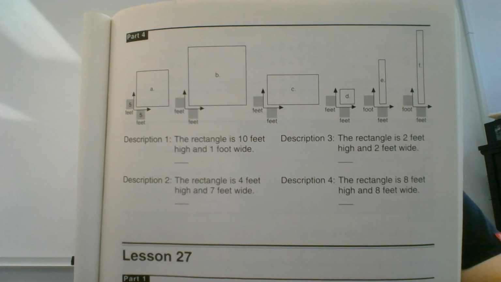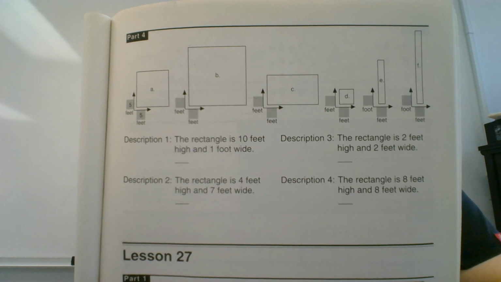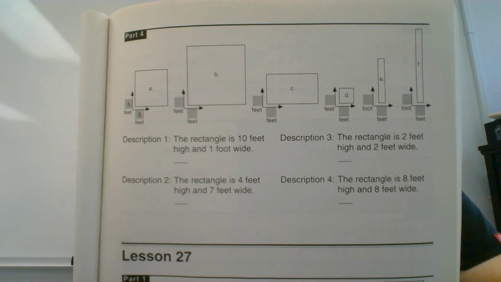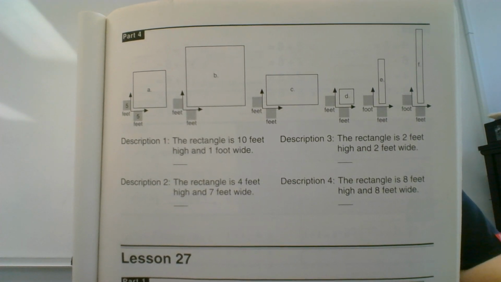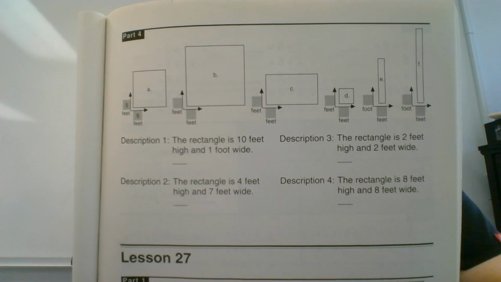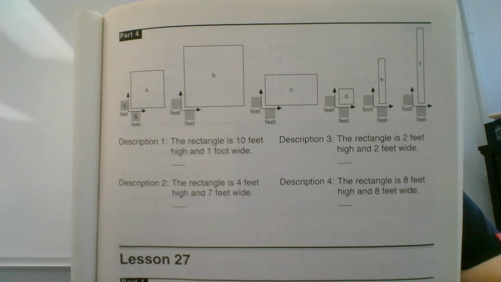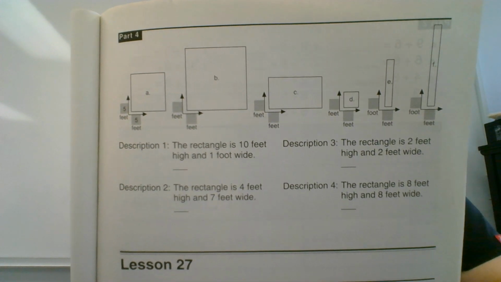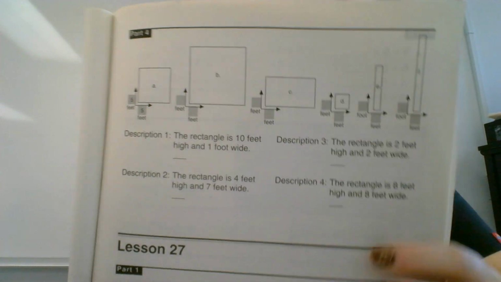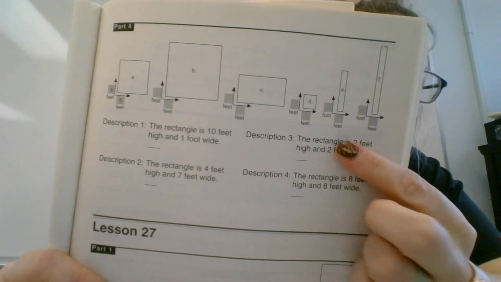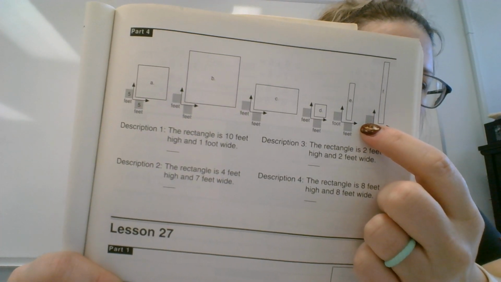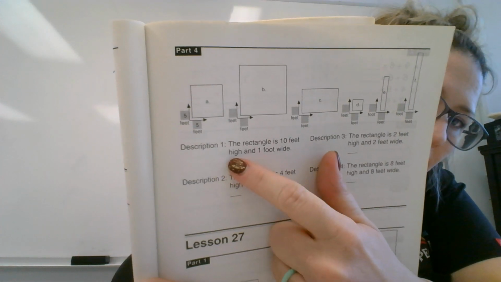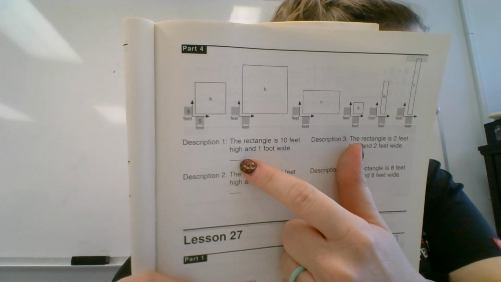So let's try number 1. The rectangle is 10 feet high and 1 foot wide. It's much higher than it is wide. In fact, it's 10 times higher than it is wide. Find the right rectangle. Which rectangle is 10 feet high and 1 foot wide? Rectangle F. Yes, so you're going to plug the numbers in. The 10 goes here and the 1 goes here. And then you're going to write the F in description 1's blank.